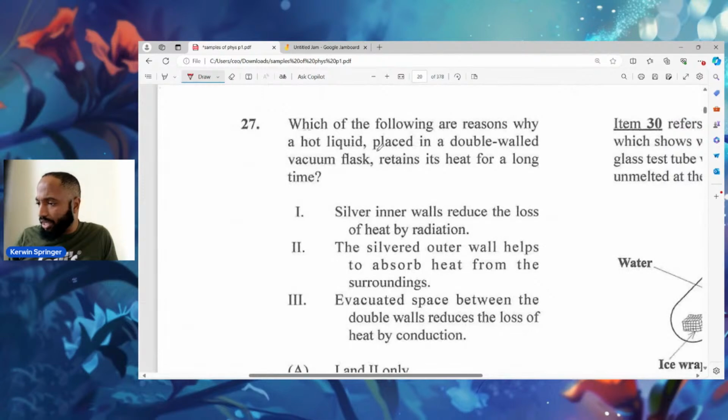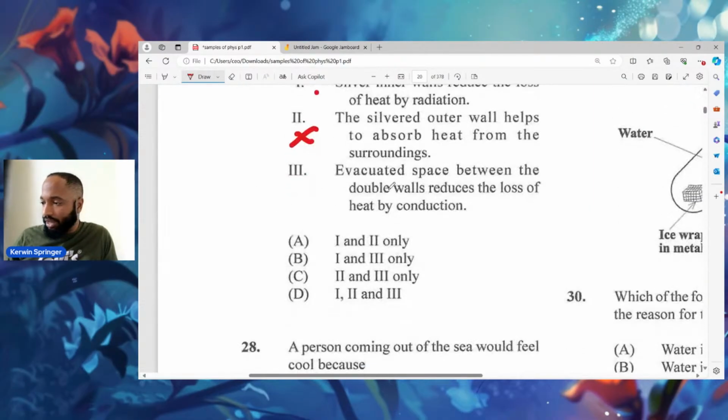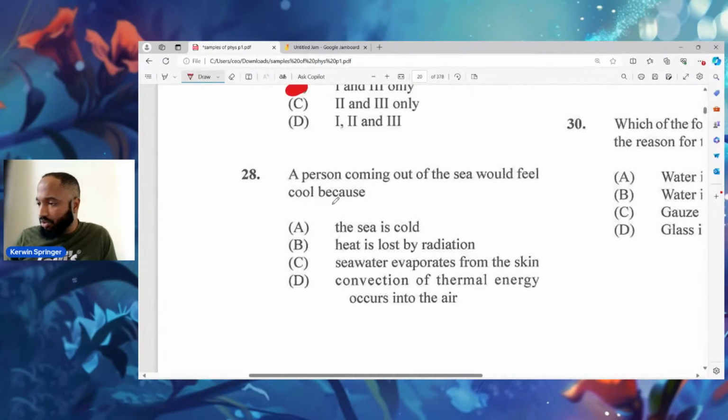Which of the following are reasons why hot liquid placed in a double wall vacuum flask retains its heat for a long time? Silver inner walls reduce the loss of heat. That's true. The silver outer walls help to absorb heat from the surroundings. That's just whack. Evacuated space between the double walls reduces the loss of heat by conduction. That's true. So 1 and 3. A person coming out of the sea would feel cool because the sea is cool, heat is lost by radiation, seawater evaporates from the skin, convection of thermal energy occurs into the air. Best answer is C.